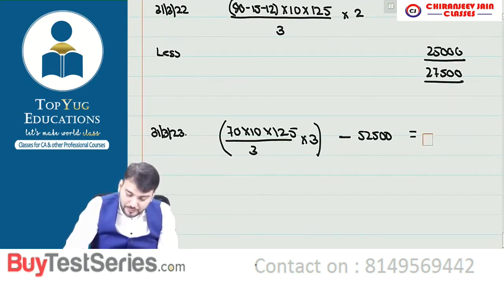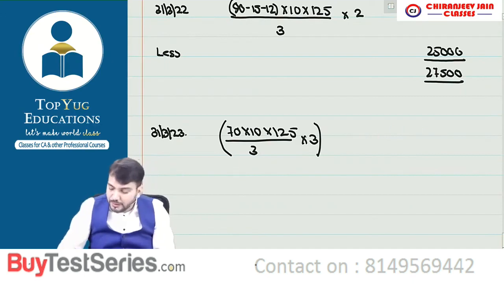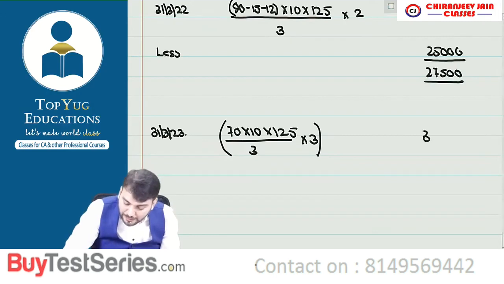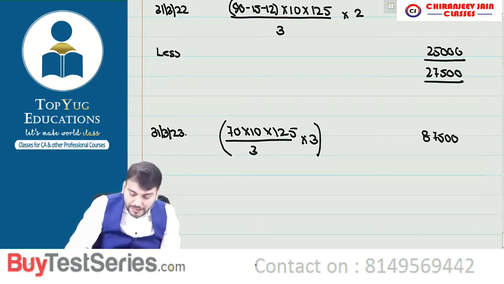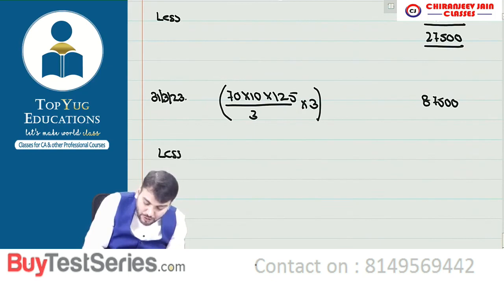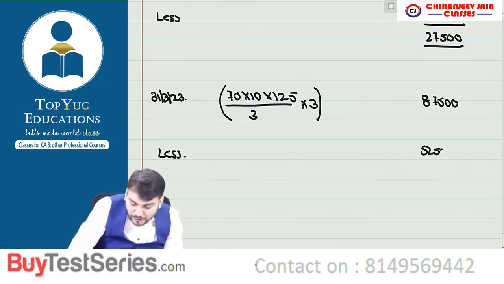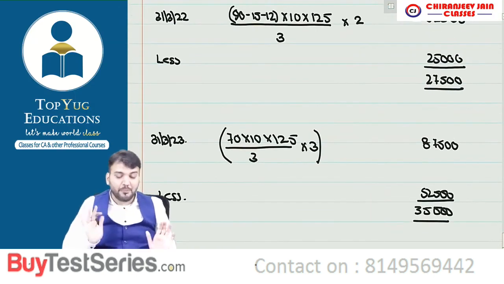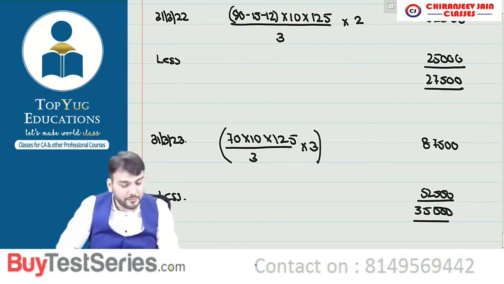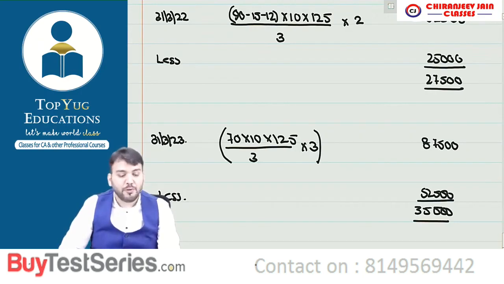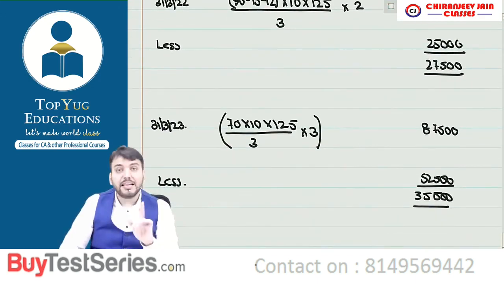Correct? One thing, first write this down. This is coming how much? 70 into 10 into 125 is equal to 87,500, and from this we will subtract the expense already recognized, that is 52,500. So how much expense will be recognized? 35,000. Have you understood this point? Yes, sir. Correct. Have you understood this point? Any doubt in this calculation?